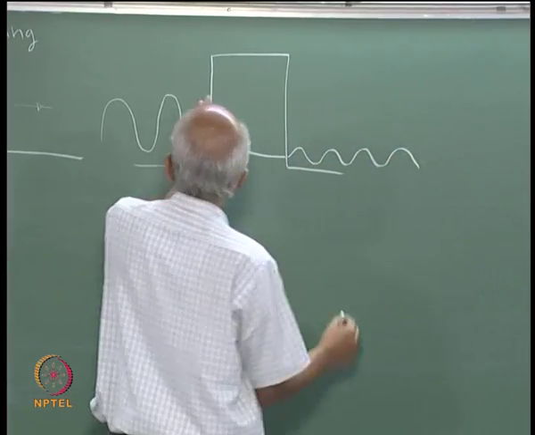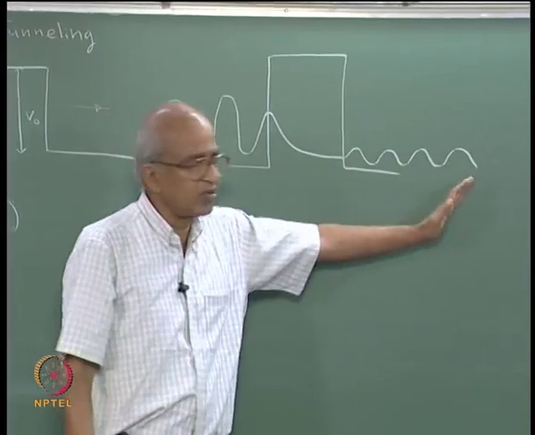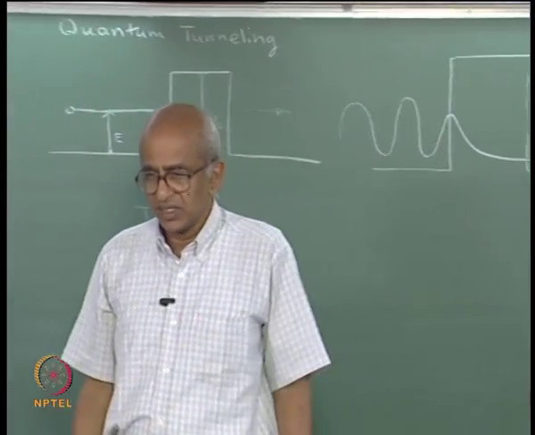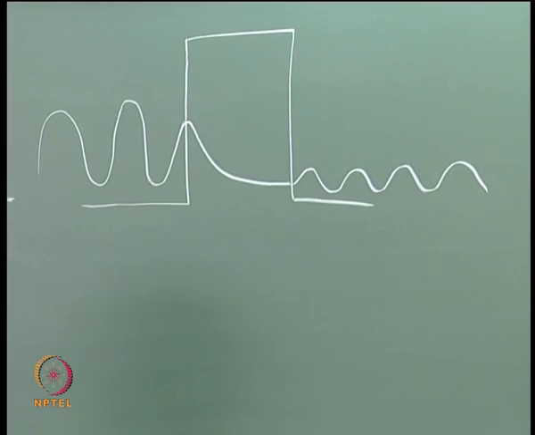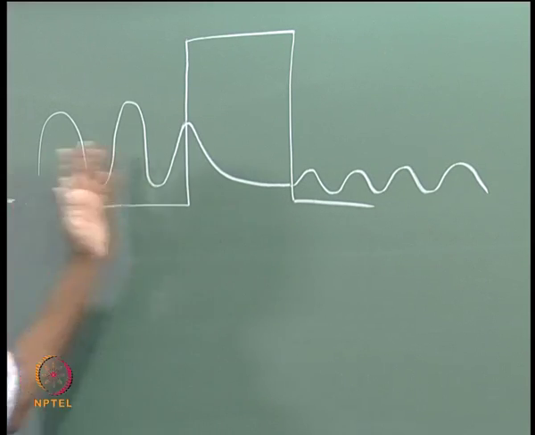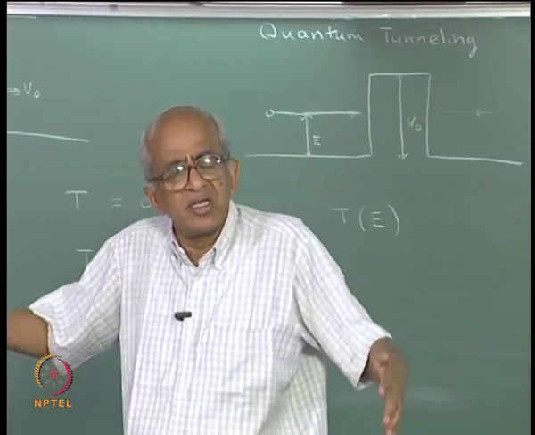And of course, a part of the wave will be reflected and a part of the wave will go to the other side. This is the reason why the particle is actually able to go from one side to the other side, essentially because of the wave nature of the particle. You see, the wave actually is able to pass through.